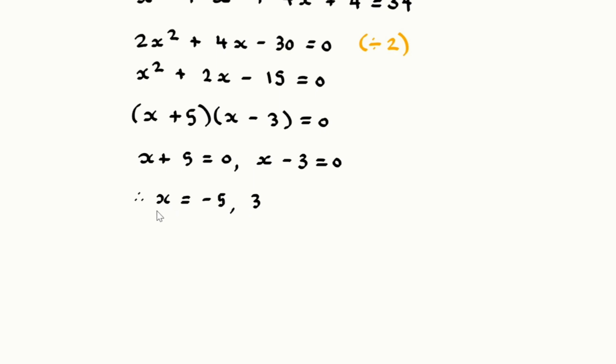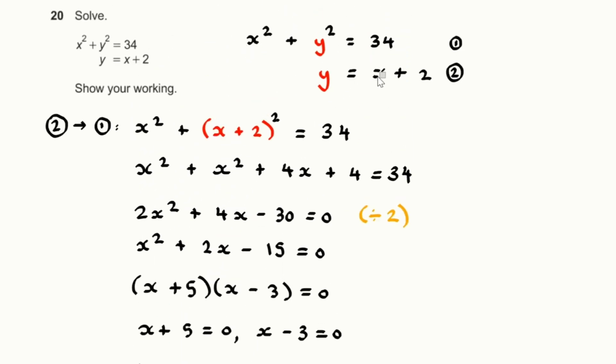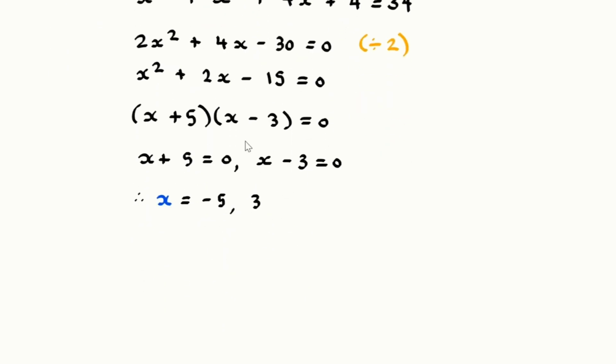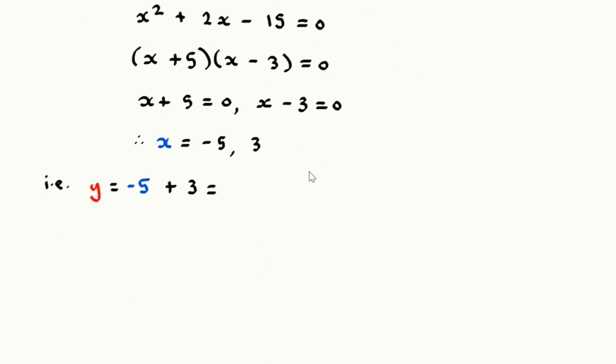So knowing what x is, we can now find out what the corresponding values of y are. So if I've got x equals minus 5 or 3, the corresponding y values, I've got y equals minus 5 plus 2, which is minus 3, or we've got y equals 3 plus 2, which is equal to 5.